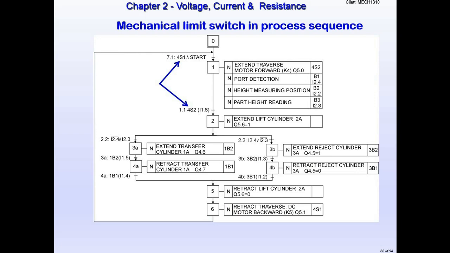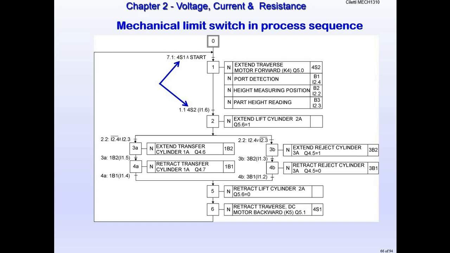do anything unless we're at the home position, which is 4S1. And the PLC tells the trainer, all the different components on there, if we hit the start button and we're home, then we're going to do everything in step 1 right there. And we're going to take the measurement, the part reading, and things like that.